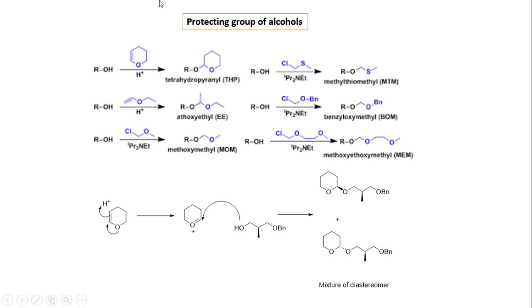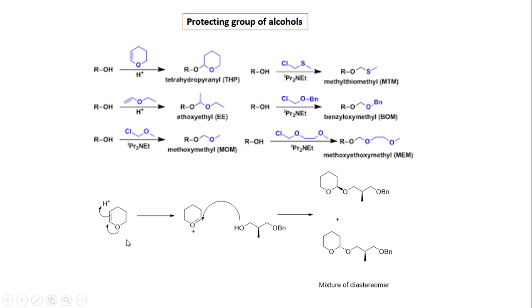Now we go to alcohol protection chemistry. The alcohol group can be protected using different types of protecting groups. The alcohol can be protected by dihydropyran, or by an ethoxyethyl group, which comes from a vinyl ether. The vinyl ether protects the alcohol, and MOM chloride can also protect the alcohol group. These are different types of alcohol protecting groups.